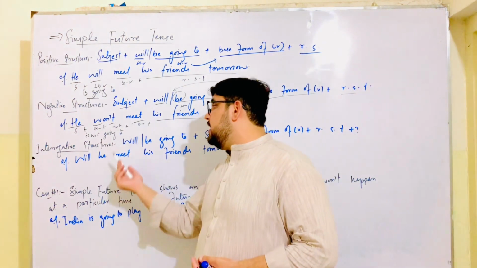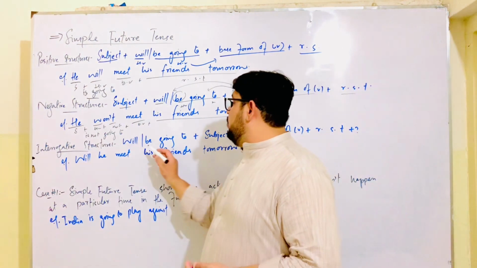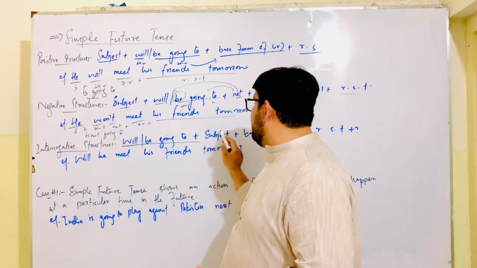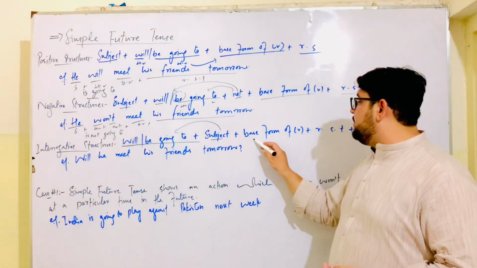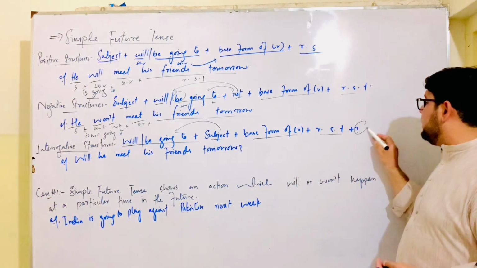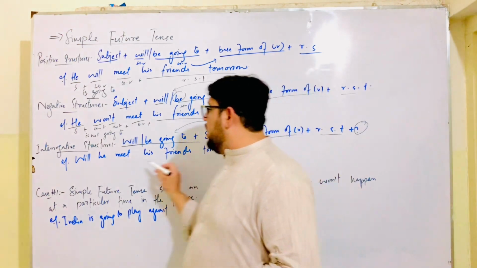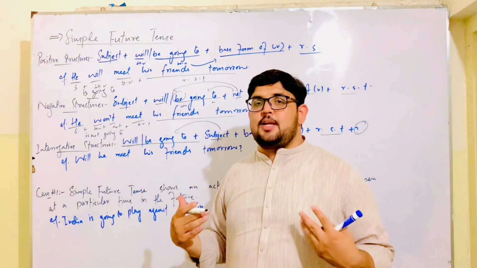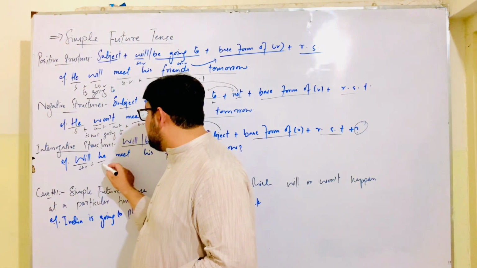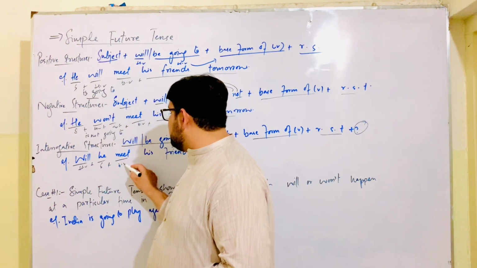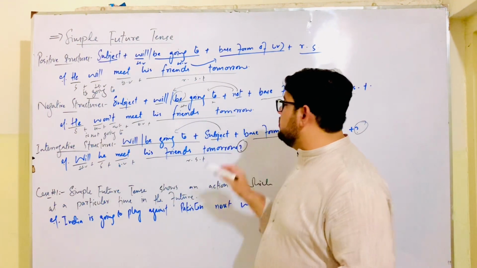Now how can we turn these sentences to questions, to interrogative ones? So we use helping verbs will or be going to before the subject. Subject comes after helping verbs plus base form of verb plus rest of the sentence, and then we use a question mark, like will he meet his friends tomorrow? So here will is used as helping verb followed by the subject, followed by the base form of verb, and followed by the rest of the sentence, and then we use a question mark.